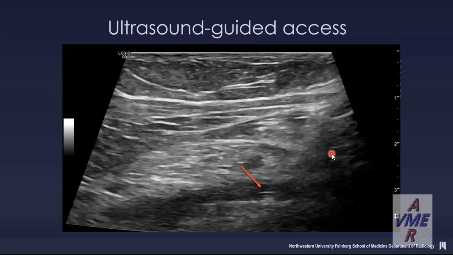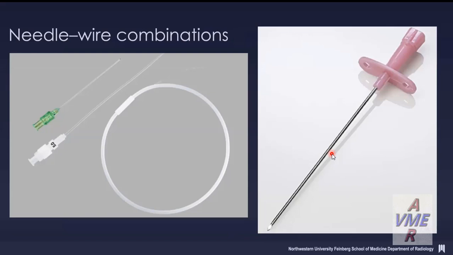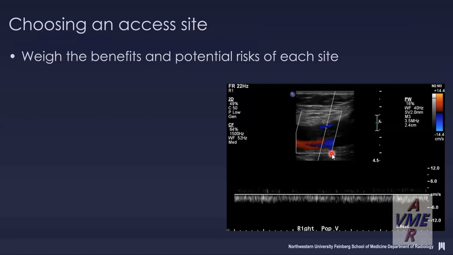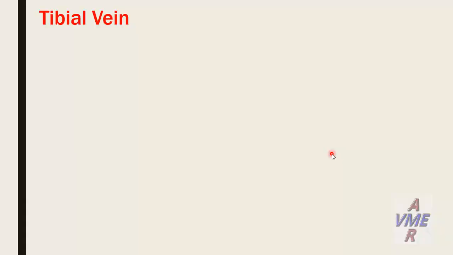Usually, venous access requires ultrasound guidance to make a successful access. And you have to find a good fit and combination between the needle and wire. That means, for example, a 6-French sheath has a certain diameter of wire and requires a large needle, while smaller sheaths require a small-size needle and wire. Choosing an access site weighs the benefit and potential risk of each site.